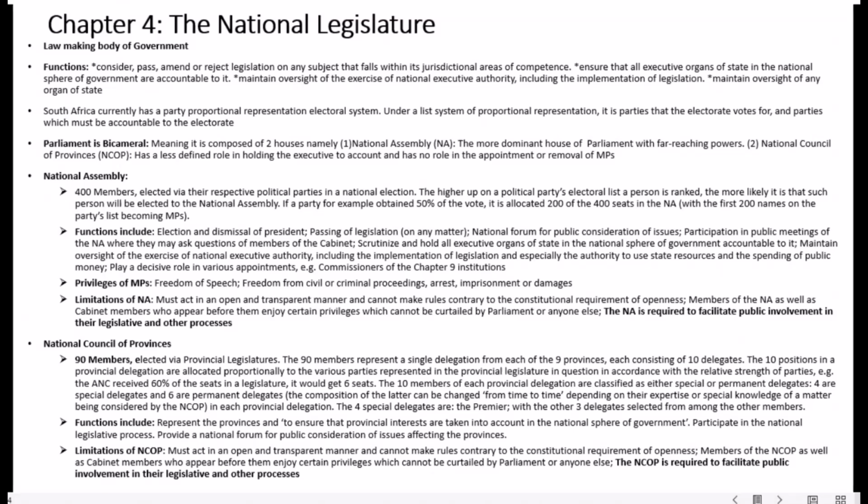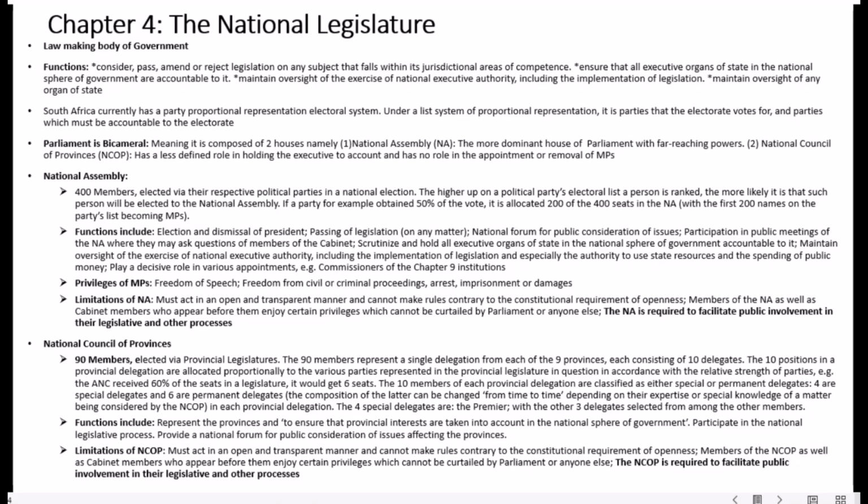The 10 positions in a provincial delegation are allocated proportionally to the various parties represented in the provincial legislature in question, in accordance with the relative strength of parties. For example, if the ANC received 60% of the seats in the legislature, then it would get 6 seats. Okay, then the 10 members of each provincial delegation are classified as either special or permanent delegates. 4 of them are special delegates and 6 are permanent delegates. And that is in respect of each provincial delegation, colleagues.